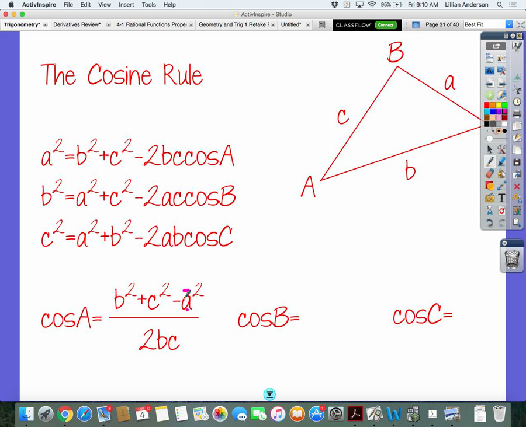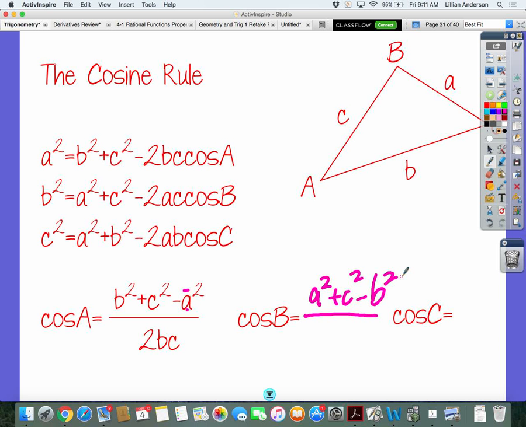Now granted, yes, you can use either of these formulas to find a side or an angle. It's just, if you use the formulas at the top when you're trying to find an angle, you have to do a little bit more algebra, and you're more prone to make a mistake. So, it also works for cosine of B. If you were looking for angle B instead, what would be the setup for the formula?